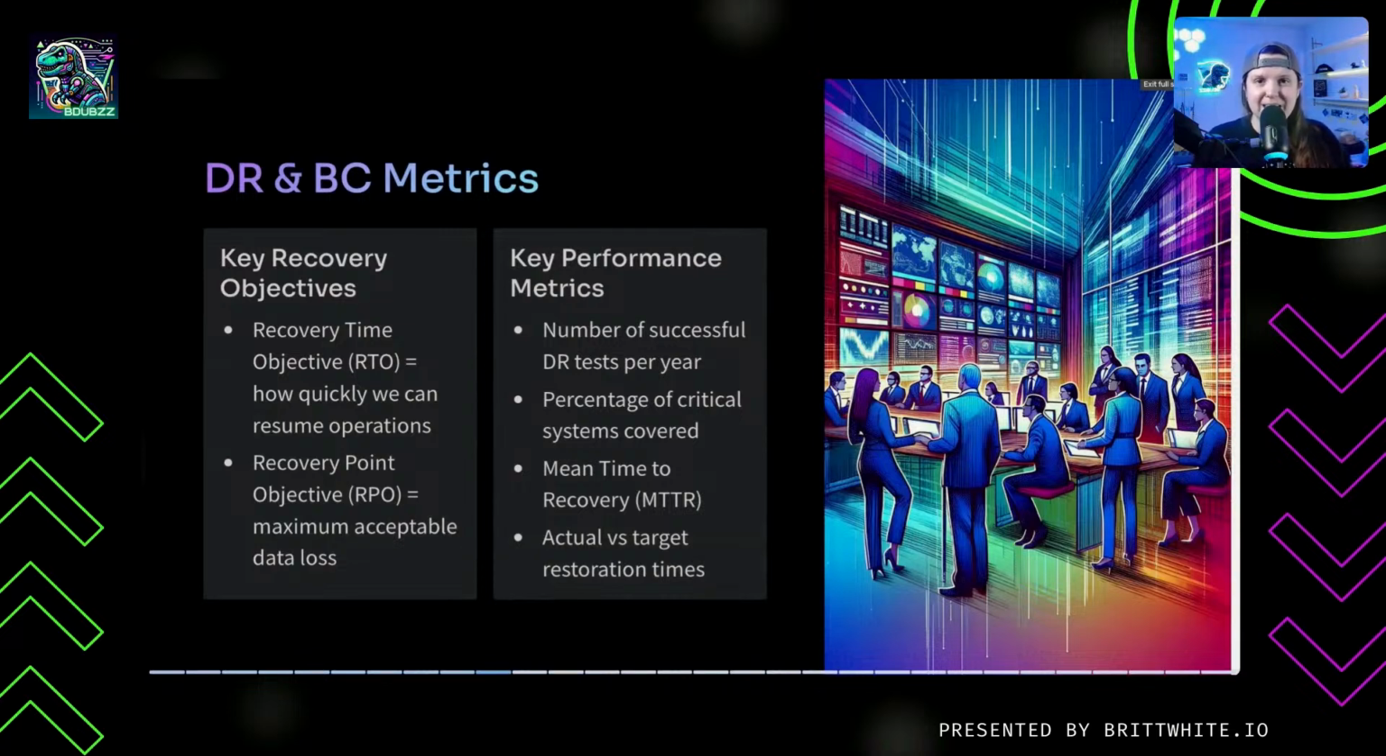Let's take a look at the key metrics we track to validate our disaster recovery plans. First, we monitor the number of successful DR tests per year. Regular testing builds confidence in our recovery capabilities. We also measure the percentage of critical systems covered by our DR plans, aiming for 100% coverage. Our mean time to recover, or MTTR, for various outage types helps us gauge our response speed across different scenarios.